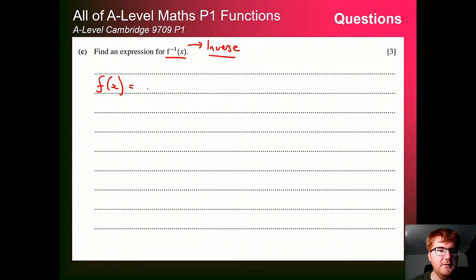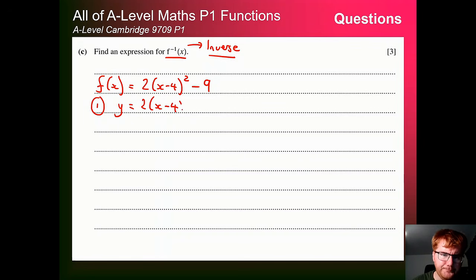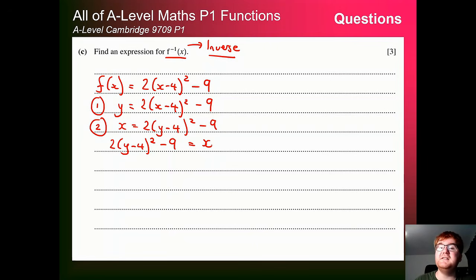So we have 2 brackets x minus 4 all squared minus 9. And so we're going to go through our 3-step procedure with a little twist at the end. So we have y is equal to our function. Well, I wonder where the twist is. Well, you'll see in a moment. Number 2, we swap the x's and y's over. So we have x is equal to 2 brackets y minus 4 all squared minus 9. I tend to flip the equations, so I have y on the left-hand side ready to work with. And now we need to make y the subject. So first of all, I'm going to add 9 on both sides.